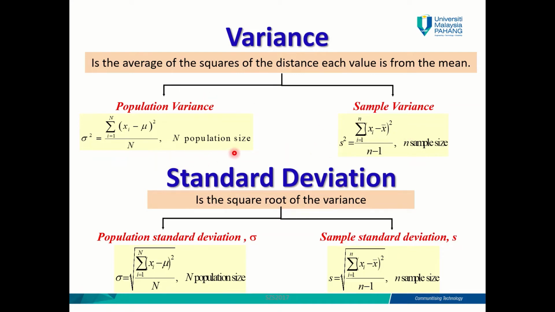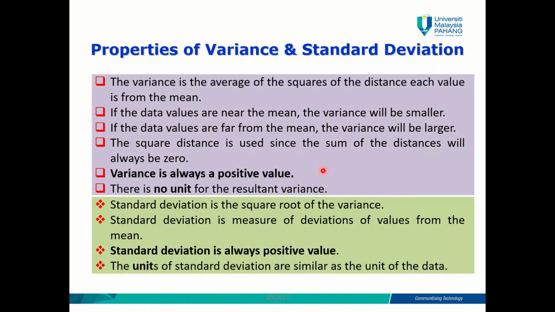Maybe I need to highlight the notation here. For population variance, it is sigma square. For sample variance, it is S square. For population standard deviation, the notation to use is sigma, and for sample standard deviation, the notation is S. Next, let's take a look at the properties of variance and standard deviation.